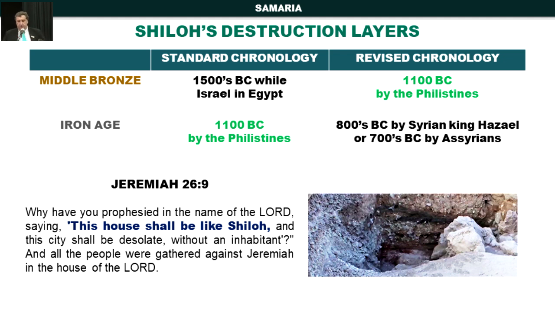Now, we know Shiloh was repopulated after the Philistine destruction, as Ahijah the prophet in Jeroboam's time came from here. Now, when Jeremiah later says, "This house shall be like Shiloh," it strongly implies a more recent destruction than the one that occurred in Samuel's time.